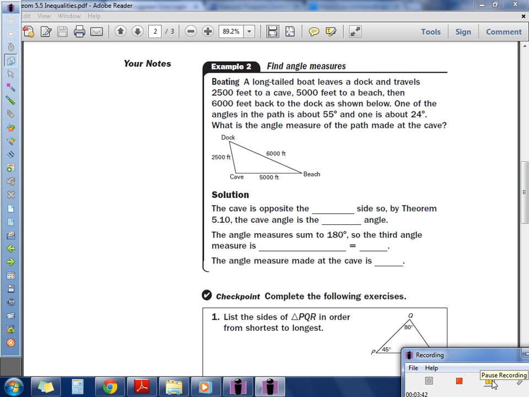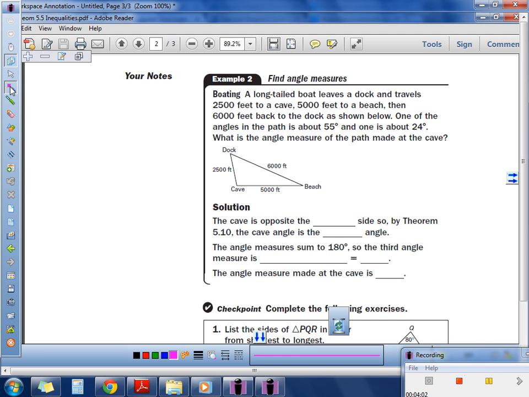Example 2 says, a long-tailed boat leaves a dock and travels 2,500 feet to a cave, 5,000 feet to a beach, then 6,000 feet back to the dock as shown. One of the angles in the path is about 55 degrees and one's about 24 degrees. What's the angle measure of the path made at the cave? So let's figure this out. We have a 55 degree one and a 24.